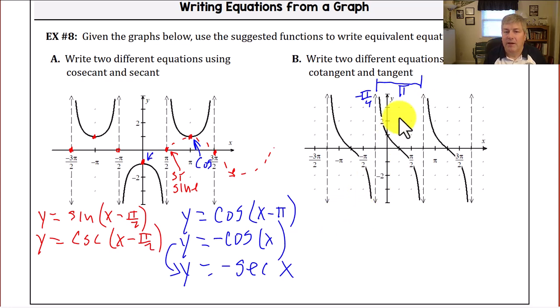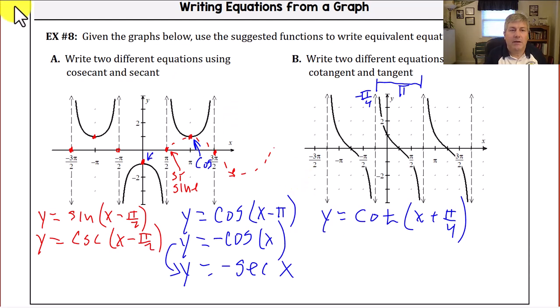So let's take a look at that. If that is our cotangent curve, normally it is graphed between 0 and pi. So we've taken our cotangent curve, we've shifted it pi/4 units to the left, and that's really the only thing we've done. So that would be y equals the cotangent of x plus pi/4.